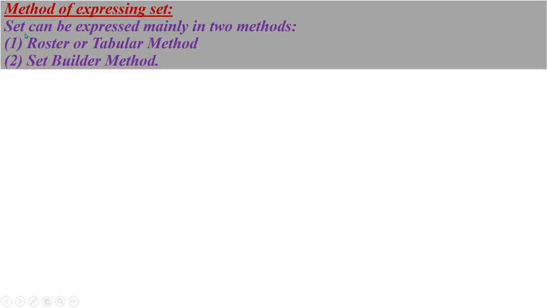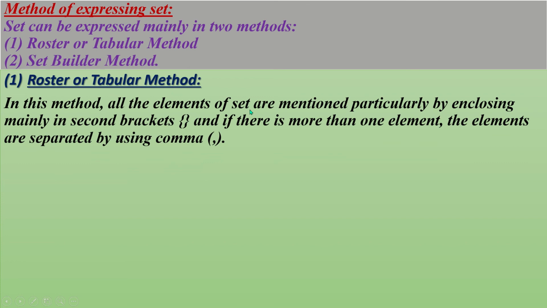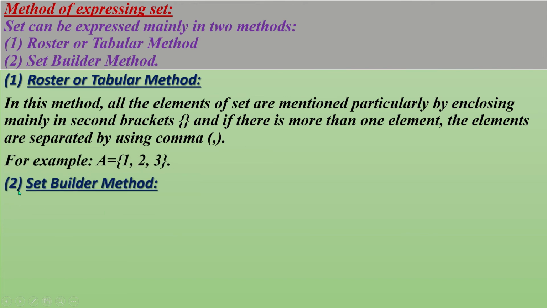Methods of expressing a set. A set can be expressed mainly in two methods: one, roster or tabular method, and two, set builder method. Roster or tabular method: in this method, all the elements of the set are mentioned, enclosed in second brackets. If there is more than one element, the elements are separated by commas. For example, A = {1, 2, 3}.